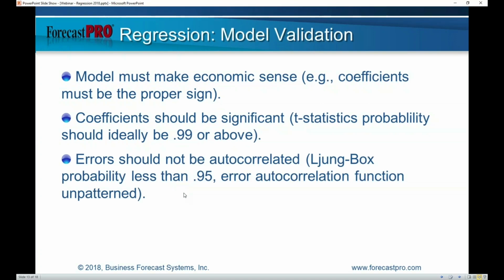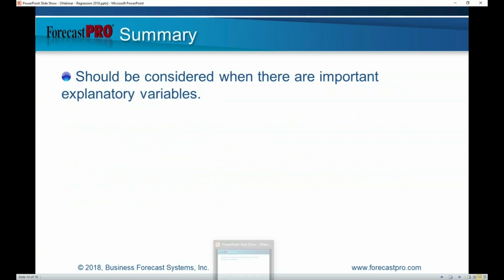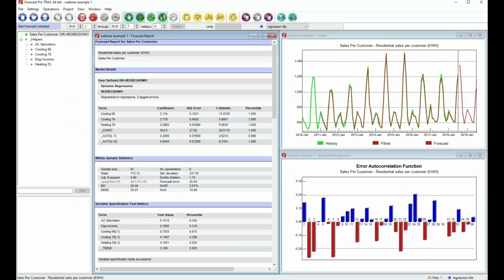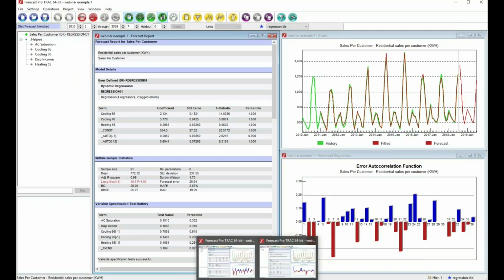Errors should not be patterned or autocorrelated, as the slide says. There are a couple of things we look at. One is the Ljung-Box statistic, and the other is the error autocorrelation function. Okay, and that's really how we go about this. Now, before we summarize and close up the webinar, I'm actually going to show you one more example.